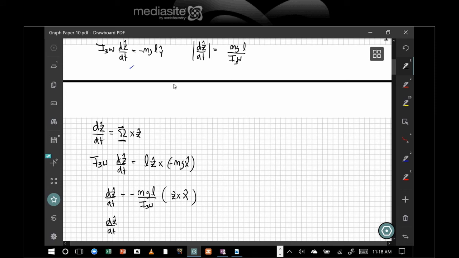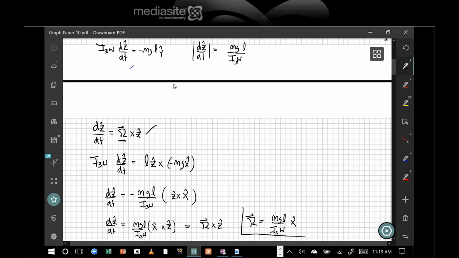Again, what I'm trying to do is write this derivative in the form of this thing here. So if I do that, I'm going to get mgl over I3 omega. Then I'm going to get x hat cross z hat. Well, I'm there. So now what I can do is I can rewrite this as omega cross z hat, where that thing there is equal to mgl over I3 omega, in the x hat direction.